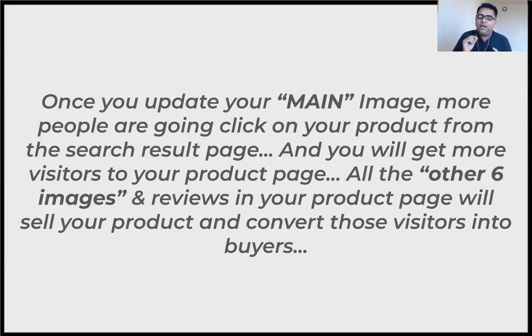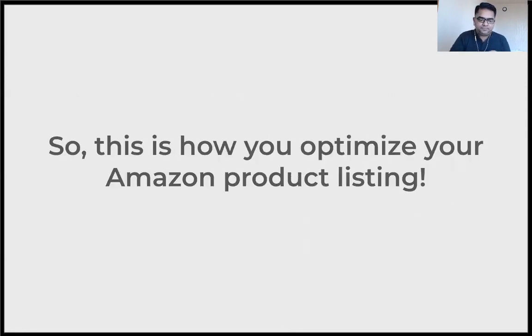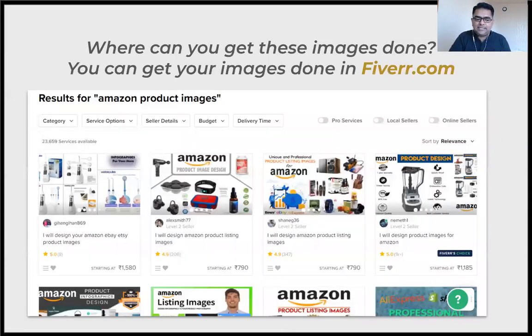Once you update your main image, more people are going to click on your product from the Amazon search result. You will get more visitors to your product page. All the other 6 images and reviews in the product page will sell your product and convert those visitors into buyers. So this is how you optimize your Amazon product listing.